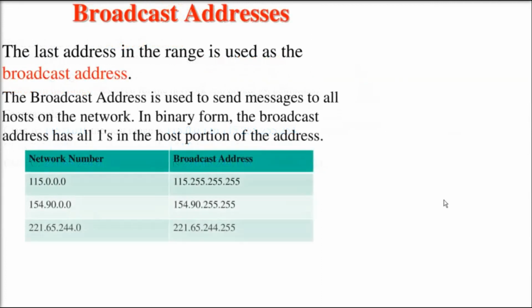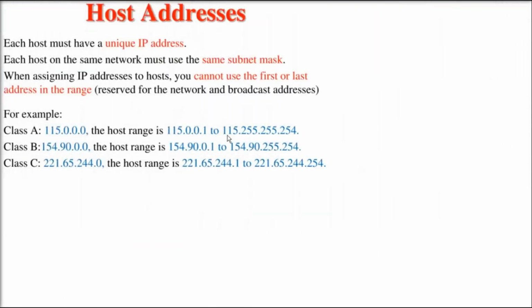So whenever we try to find out the range, what do you get? 2 to the power n minus 2, because the first and last cannot be used. First is for network, last one is for broadcast. Host address. So, whatever we have discussed, we have learned about the network: class A network, class B network, class C network. What about the host?